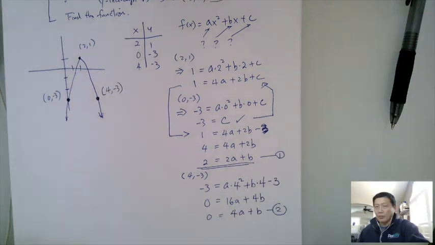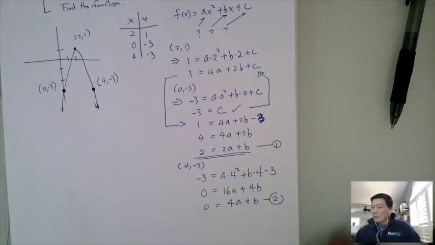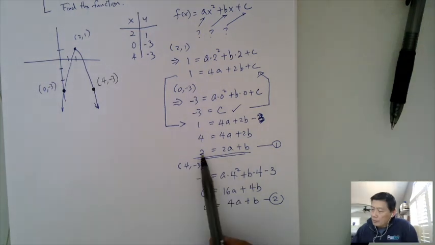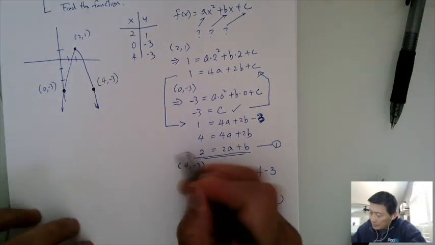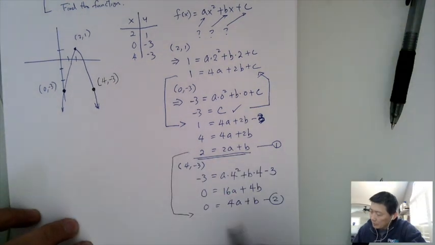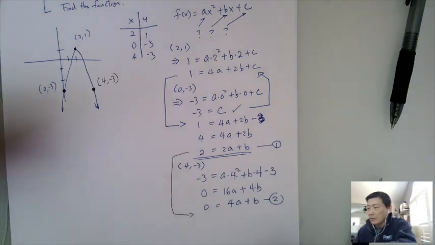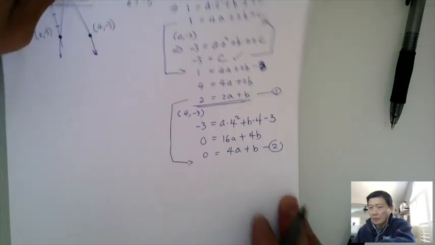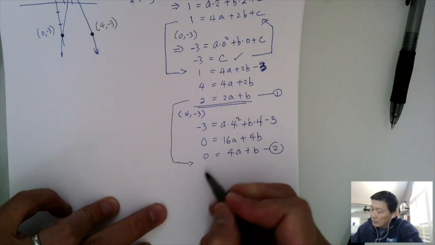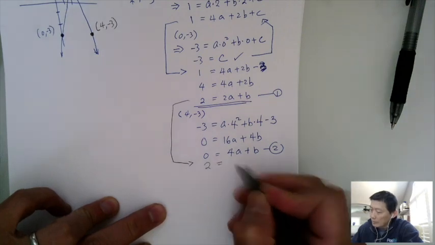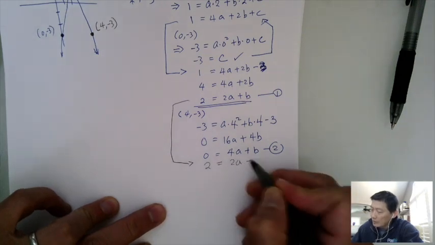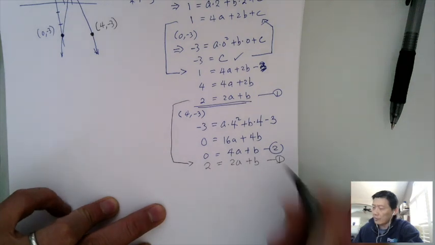Let's call that equation number 2. Now, if equation number 1 is 2 equals 2a plus b, and the second equation is 0 equals 4a plus b, then I can bring the first equation down. We end up with 2 is equal to 2a plus b. This is the first equation.